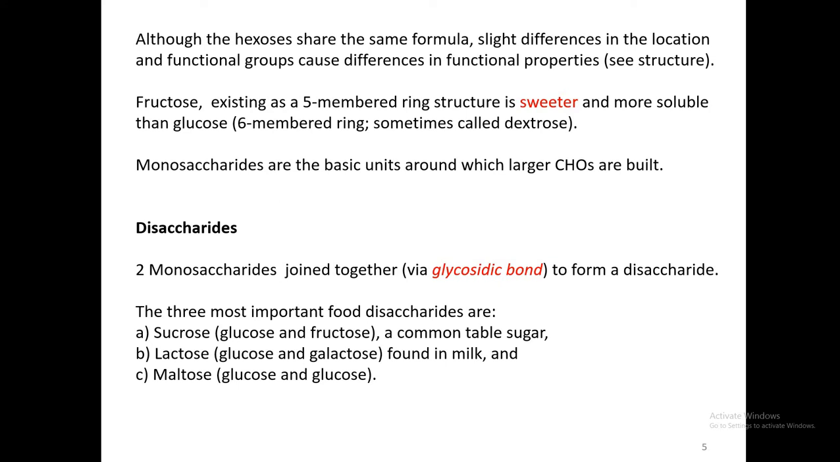Disaccharides, they are monosaccharide joined together to form disaccharide via glycosidic bond. The 3 most important food disaccharides are the one that you take almost every day, sucrose. This is basically joining together of glucose and fructose, table sugar that is. And then lactose, well, this is just milk carbohydrates or milk sugar, glucose together with galactose, and maltose, which is basically glucose to glucose.